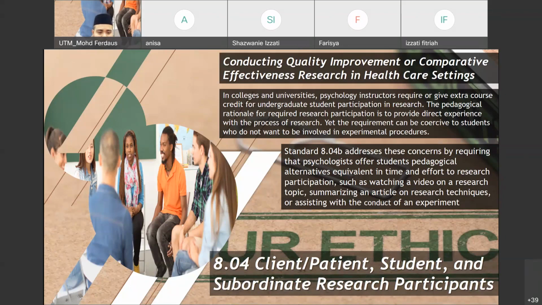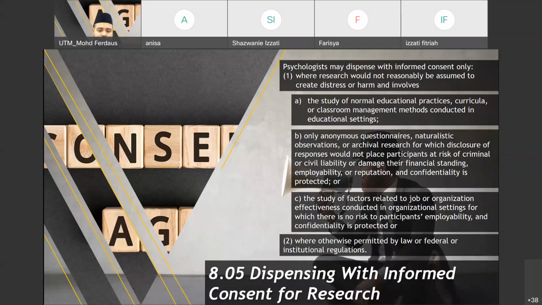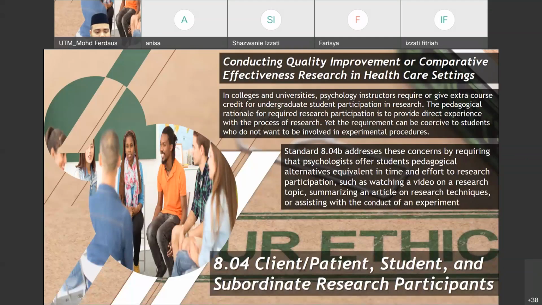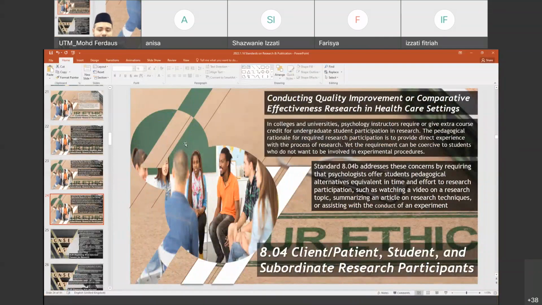So to give a consistent balance between people who experience it firsthand by joining the research, and people who don't join it but are able to gain the same knowledge and understanding through their review or alternative tasks. So a lecturer cannot force you to do anything that you don't want, nor punish you by not giving you the same amount of marks. So that's all for 8.04.